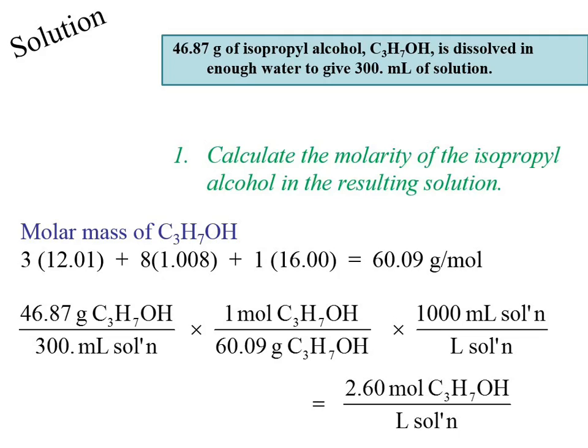Okay, 2.60 moles of C3H7OH, or moles of IOH per liter of solution. Feel free to abbreviate things. If you're working a problem and you think, I don't want to write that formula, then abbreviate it and tell me what your abbreviation is. You'll probably see this written as 2.60 molar C3H7OH. It means the same thing.